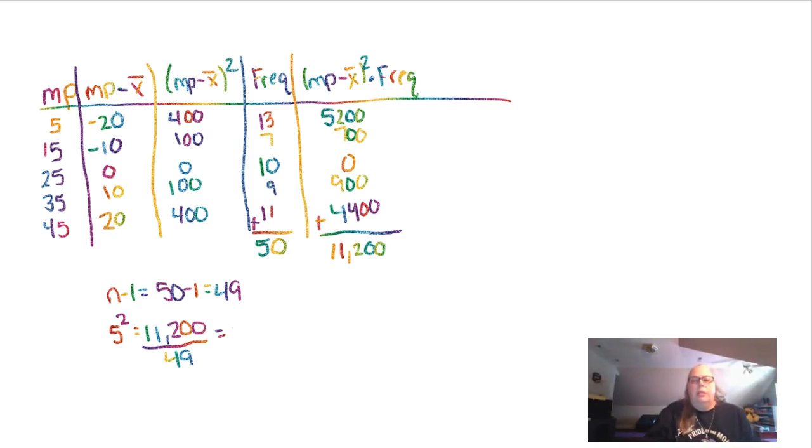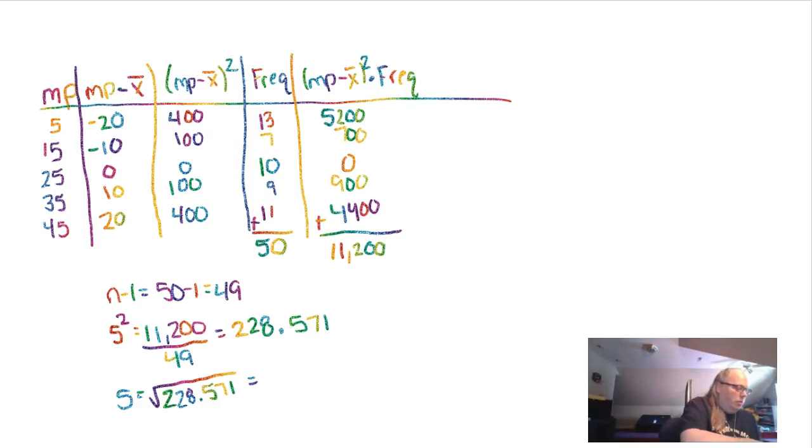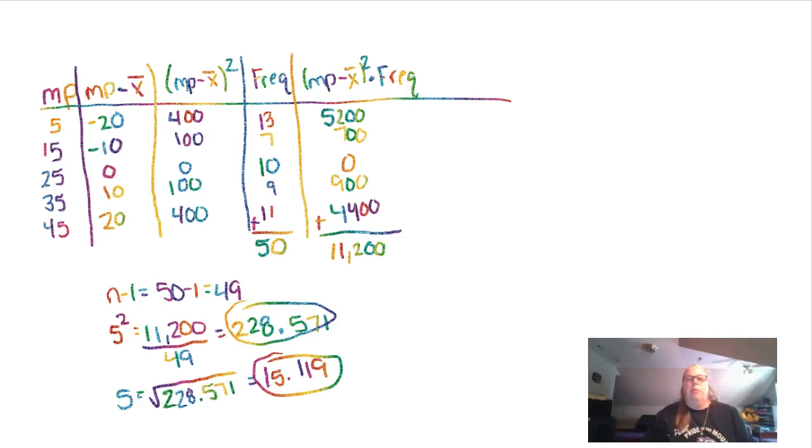And this gives me 228.571. And then if we want the standard deviation, all we need to do is take the square root of 228.571. And that's going to give me 15.119. And that's how you find the sample variance and the sample standard deviation from a set of grouped data.